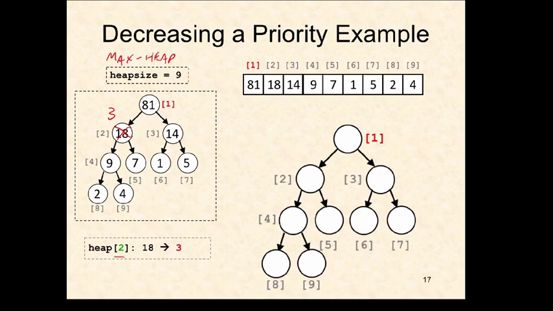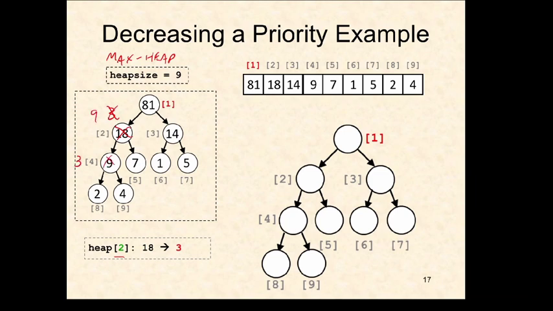So it's not left, it's not right. It's got to be the highest priority. So we're going to look at 3 and we're going to compare it to both children. We've got to look at the highest priority child. So we're going to swap it with 9 here.